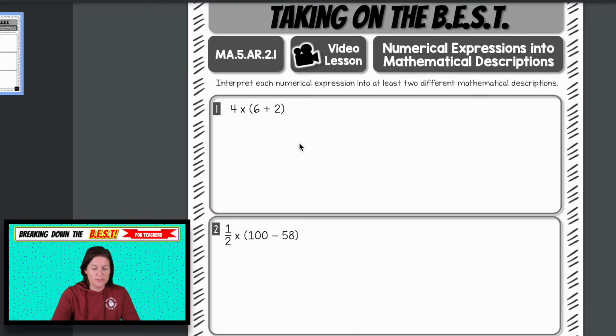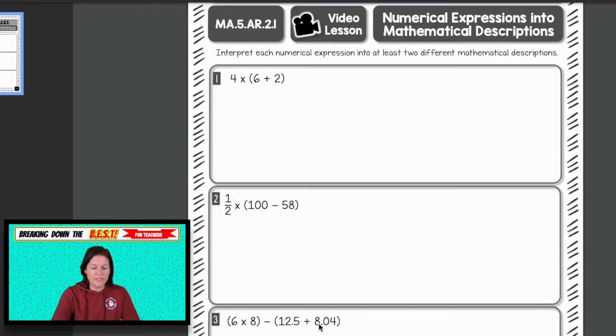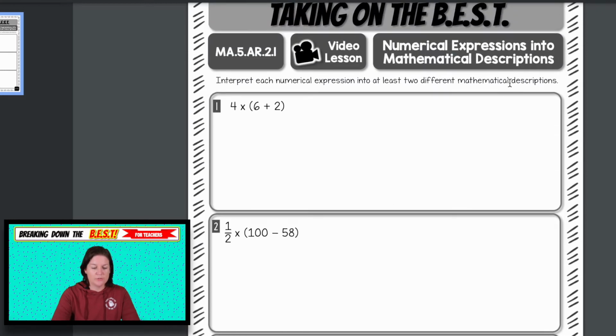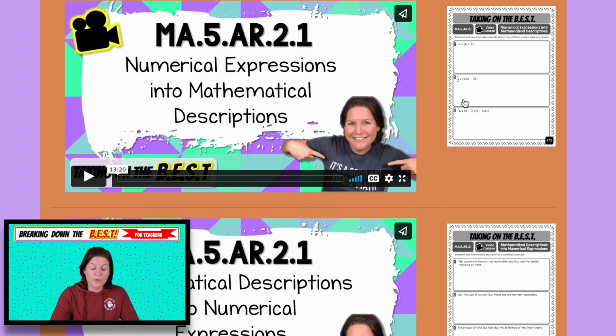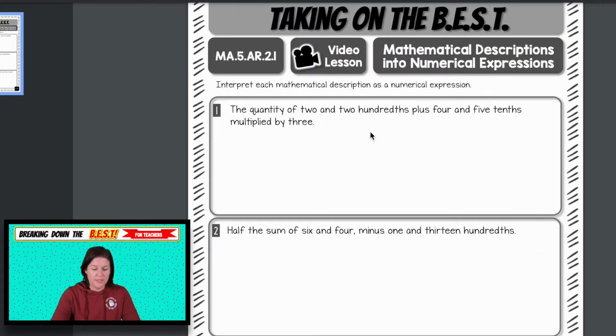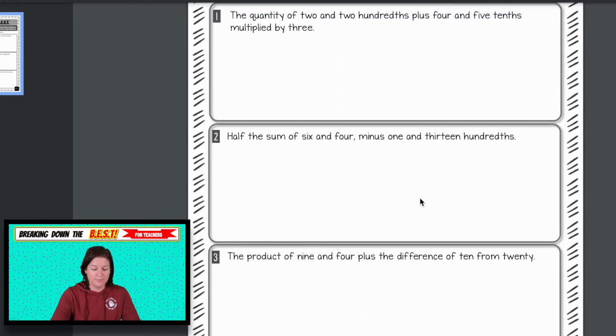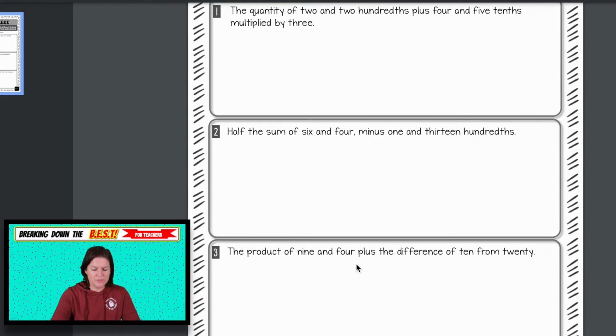So here's the numerical expressions, and then we'll translate all of those into, I think, 2 different mathematical descriptions there. And your students could even do more than that, more than 2 mathematical descriptions. Here's the mathematical description, and we're writing it as a numerical expression. So awesome stuff. Something that students tend to have a hard time with too is this plus the difference of 10 from 20, because it will be 20 minus 10 because we're taking 10 from 20. This from right here, that word from, tends to trip them up, and usually they'll write 10 minus 20. So really make sure that they have plenty of practice with that.